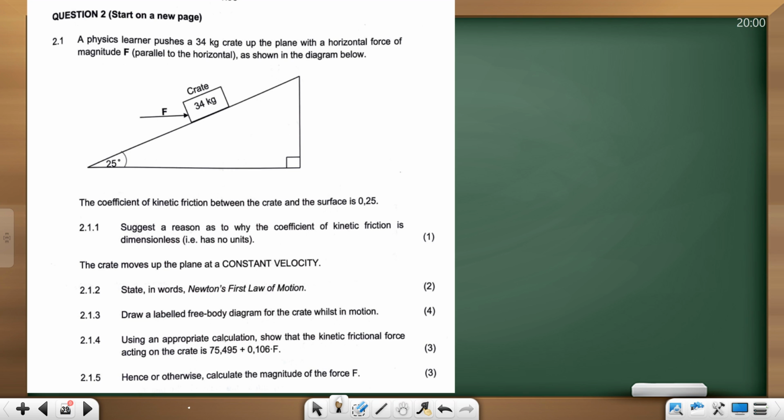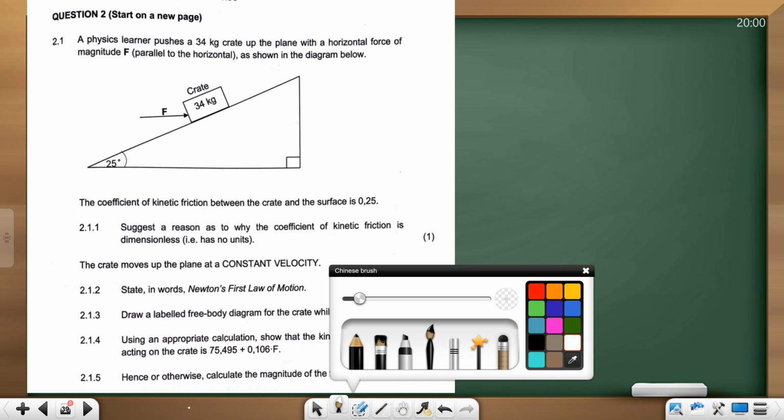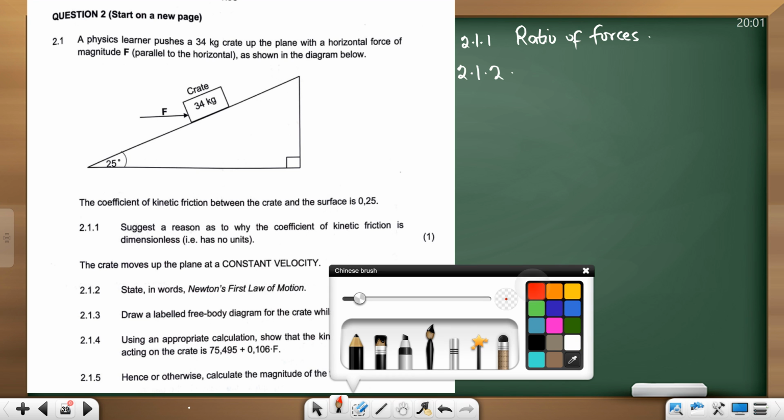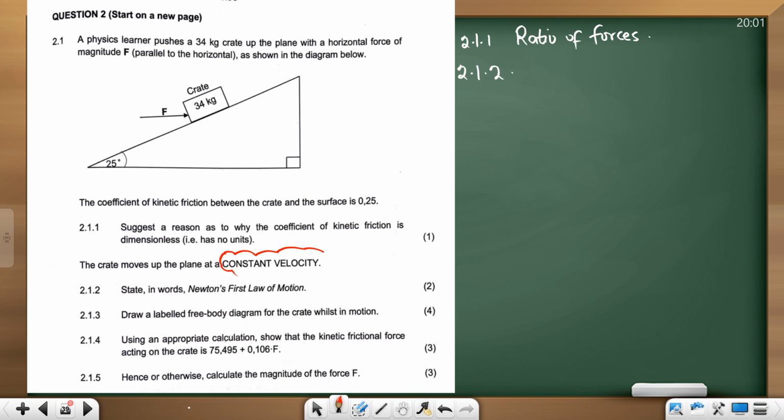Suggest a reason why the coefficient is dimensionless, has no unit. What's your answer? It is a ratio of forces. Ratios don't have units. The crate moves up at constant what? Velocity. Keep that in mind. What do you know about that? Acceleration is 0. State in words Newton's first law.